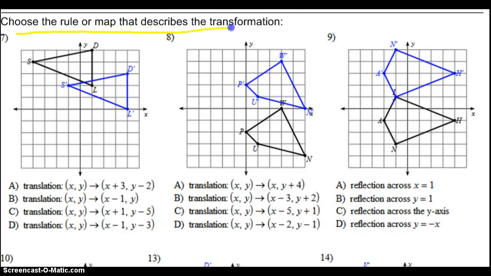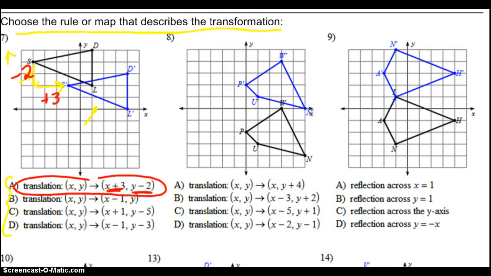Choose the rule map that describes the transformation. So, I guess I'll give one to you now. Looking at something like number 7. Which one of these describes what's going on here? Well, it's definitely translation, but what kind? The black image is my starting image, my pre-image, and the blue one is where I'm ending. So let's see. To get from the black one to the blue one, I'm going down 2 in the Y direction and over 3 in the X direction. That looks like A right here. Okay, adding 3 in the X direction, going down 2 in the Y direction. So you get one for free.